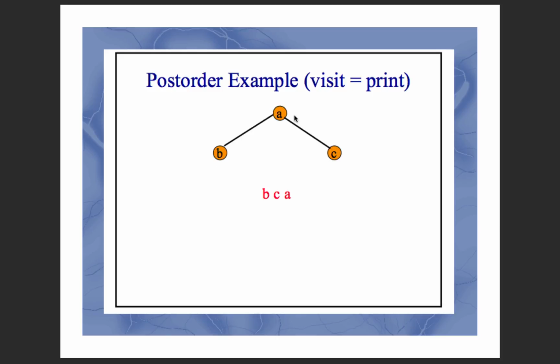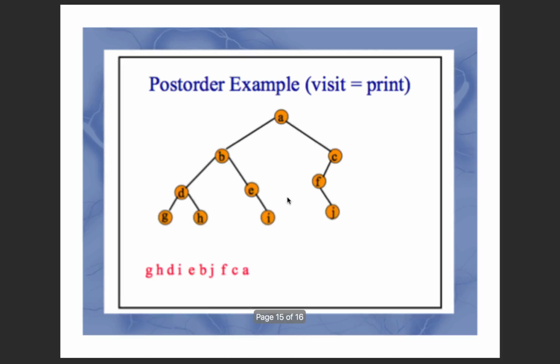Left, right, root. So that's why it's printing b c a: left, right, root. So this is the post order example. We are printing the root after the left and right child. So this one is a left, this one is a right, so this one is a root. That's why it is coming after left and right.